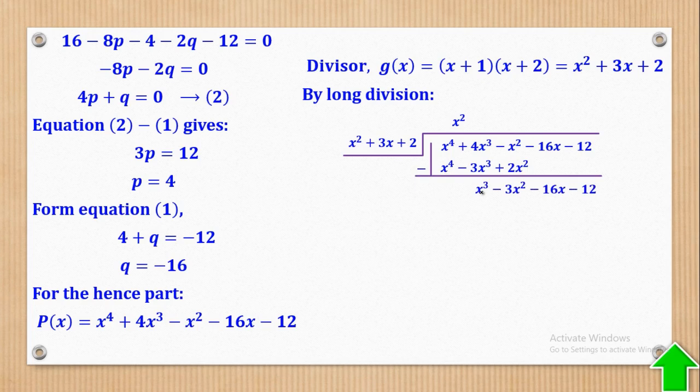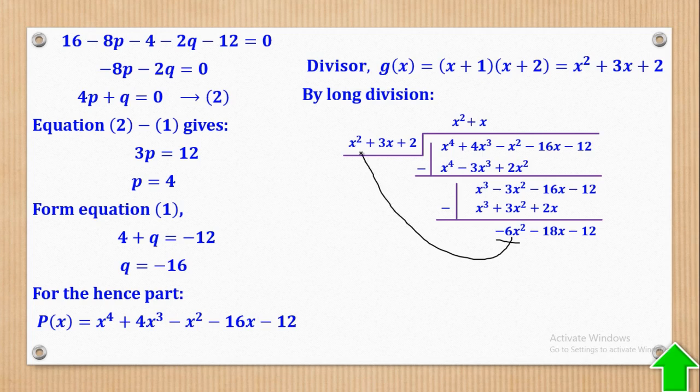Then we repeat the division, this divided by this is positive x. Therefore, x multiplied by this throughout will give me that. Then subtract the two, you'll come up with that, then still the whole of this divided by this will give you negative 6. Negative 6 multiplied by the divisor will give you that. Subtract the two, you'll come up with none, because this cancels, this cancels, this cancels. There's no remainder.